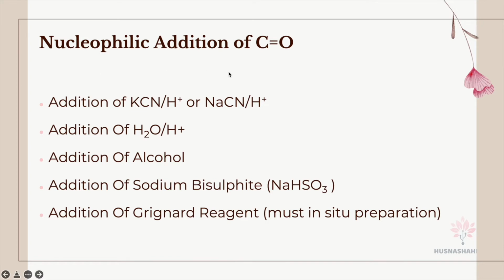The nucleophilic addition of carbonyl can be divided into 5: addition of KCN in H plus or NaCN in H plus, so it's acidic KCN or NaCN. The second one is addition of acidified water in the presence of acid, and addition of alcohol, addition of sodium bisulphite, this is the formula for sodium bisulphite, and addition of Grignard reagent. This must be in situ preparation; the Grignard reagent must be prepared during the reaction if you want to make the reaction.